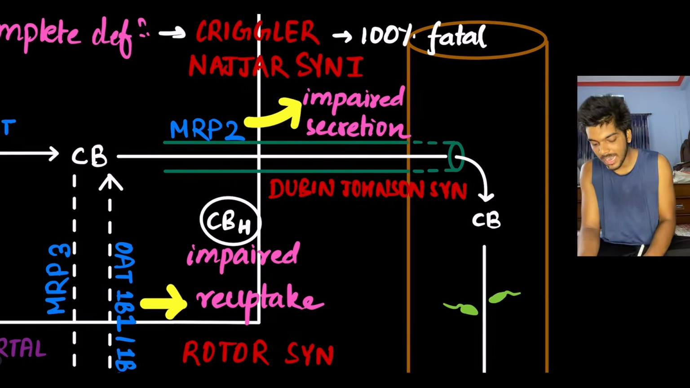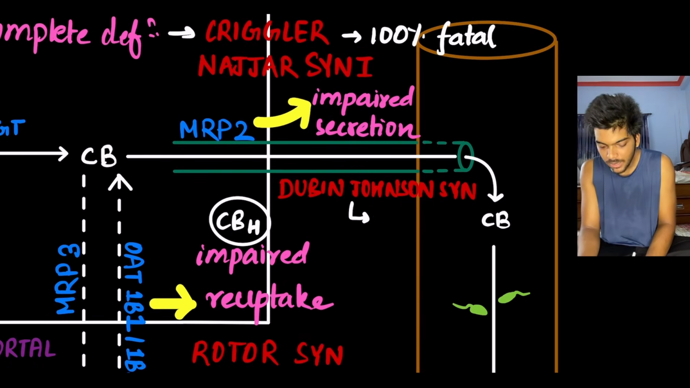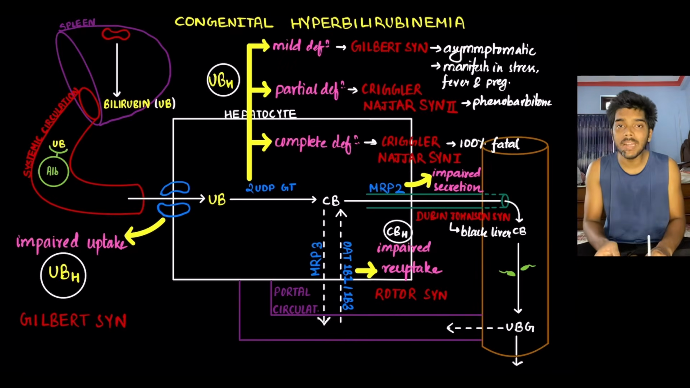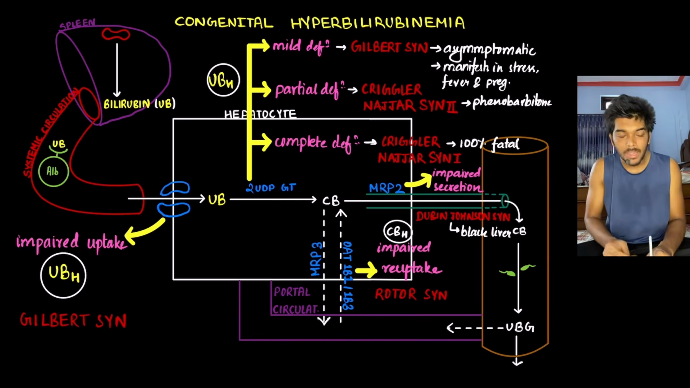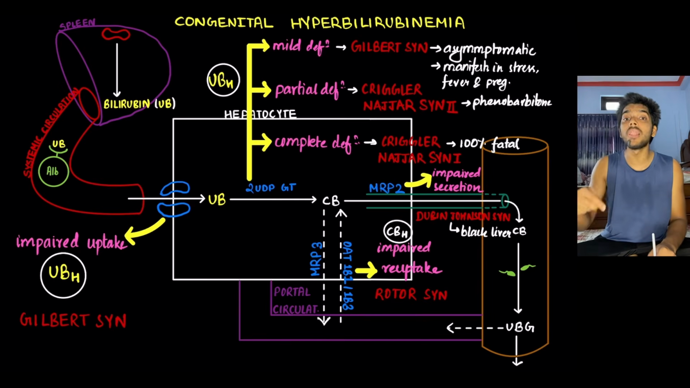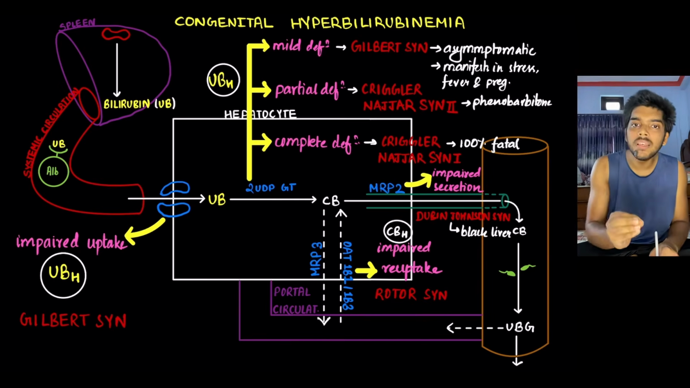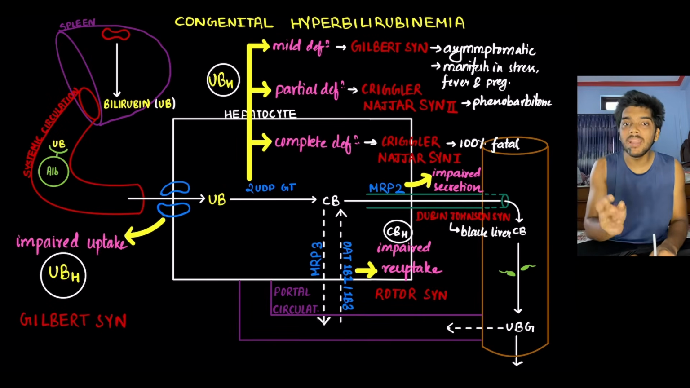The difference is that in case of Dubin-Johnson syndrome, the liver becomes black. The reason is accumulation of metabolites of catecholamines in the liver in this particular syndrome. When a baby has Dubin-Johnson syndrome, the catecholamine metabolites get deposited in the liver, and these metabolites give black pigmentation to the liver, so the liver appears dark.